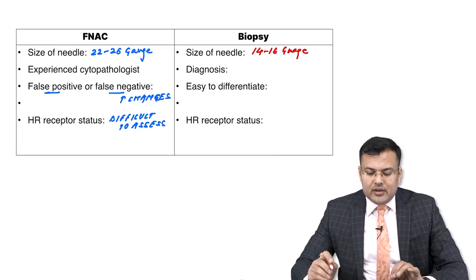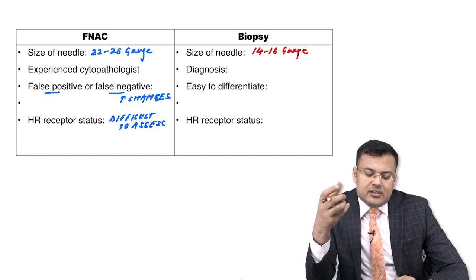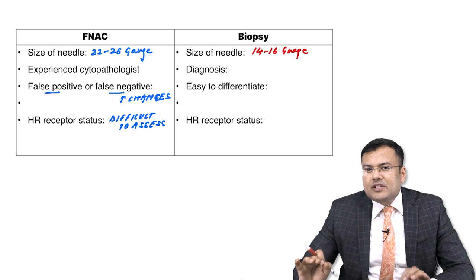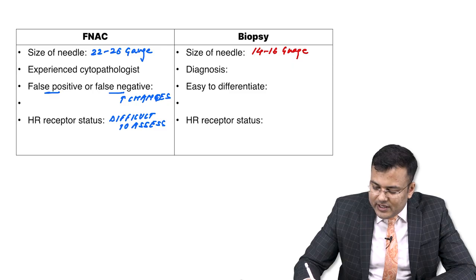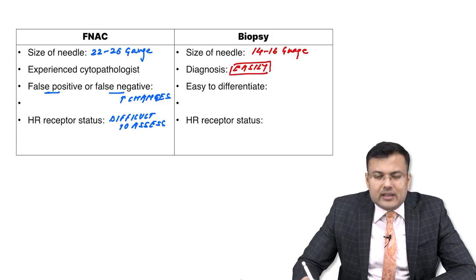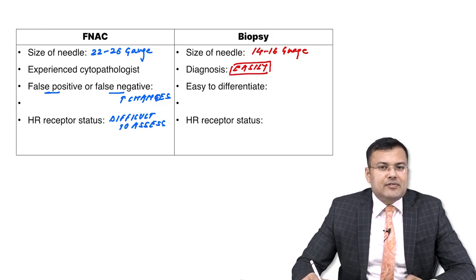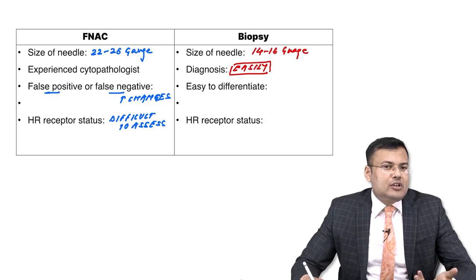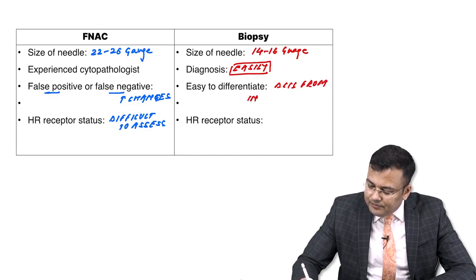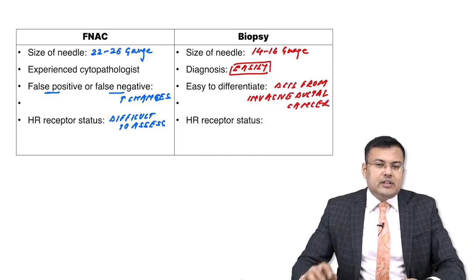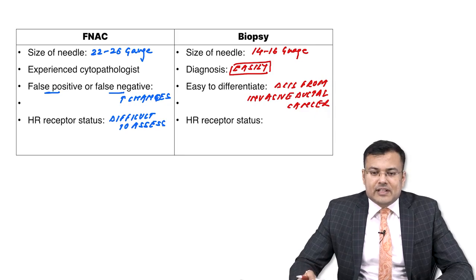14 to 16 gauge. Here you are going to take a chunk of tissue. Since you have a chunk of tissue, the diagnosis is made easily. Clear? You can easily differentiate DCIS from invasive ductal cancer, because you have a chunk of tissue.